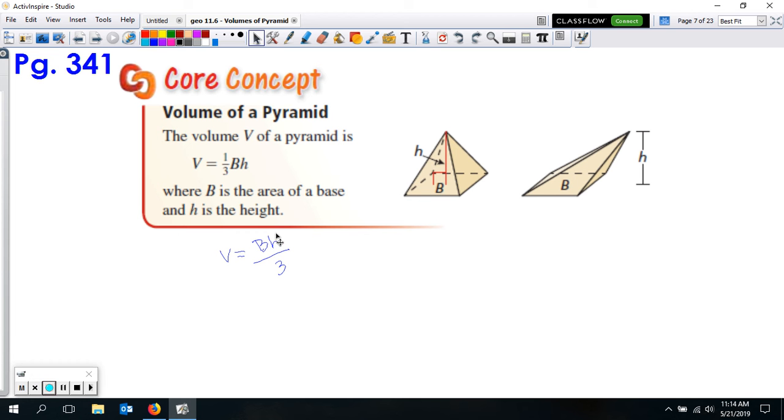Now here's another way you can write it down here. I usually just do this. Base area times height, we can divide it by 3. So we can multiply the base area times the height and then quickly just divide by 3. That makes it a little easier maybe than multiplying by 1/3. Alright, let's go ahead and try some of these.